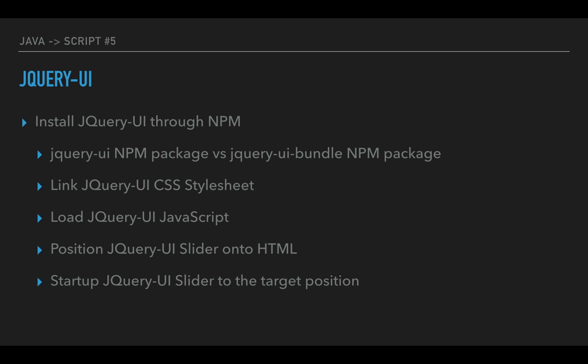We are going to discuss the differences between the jQuery UI npm package versus the jQuery UI bundle npm package, and why we use one versus the other. And then we are going to link the jQuery UI CSS style sheet and load in jQuery UI JavaScript. Then we position the jQuery UI slider within our HTML file. Then we start up the jQuery UI slider to the target position in the HTML file.